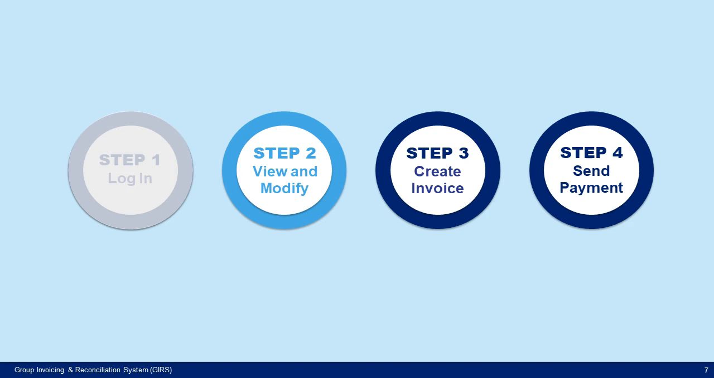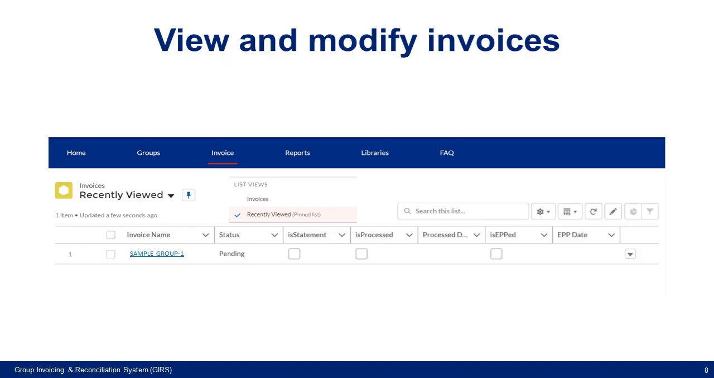Step 2. Viewing and modifying invoices. You have logged in successfully. Select Invoice on the blue navigation bar. Click Invoice Name to view or modify the respective invoice. Click on the Recently Viewed drop-down arrow to list views. Invoices displays historical invoices, and Recently Viewed will reflect opened invoices for 90 days and reset to 0.